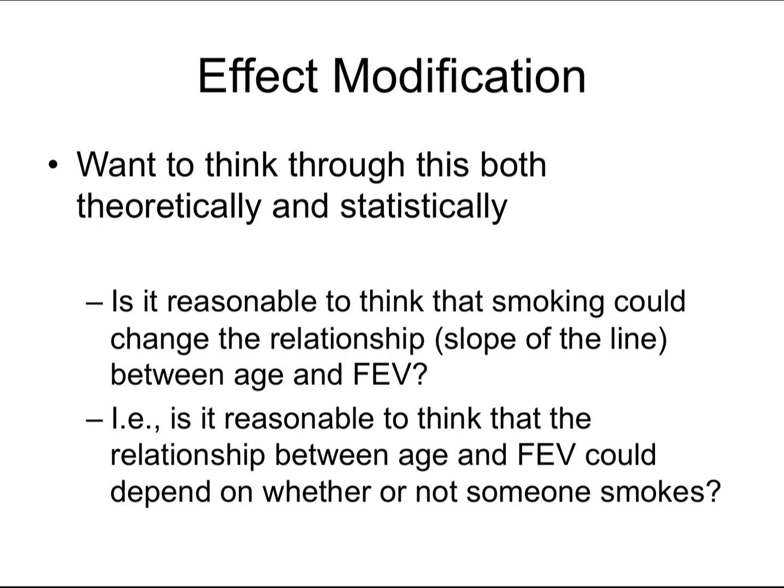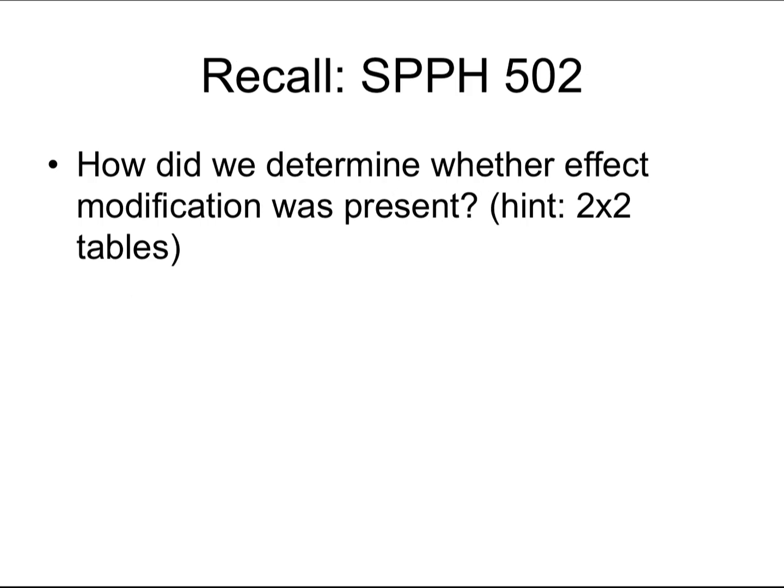So I think it's reasonable to think this. So for example, with children or teenagers, like those in the dataset, FEV likely increases with age, but the rate at which FEV increases with age, or the slope of age, could be lower for smokers than for non-smokers.